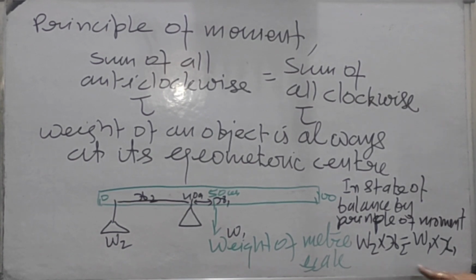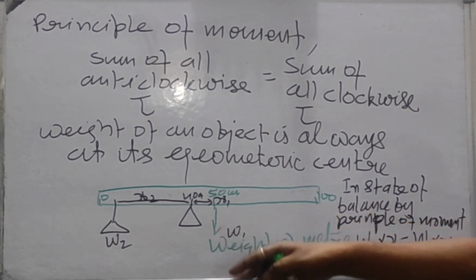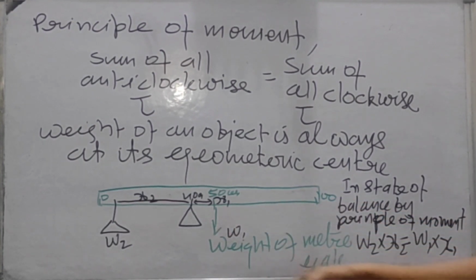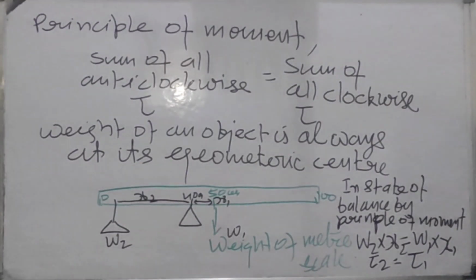If they are not equal, then it is not in balance. It will tilt towards the side on which tau is more. This is tau. Force into distance is tau. So tau 2 is equal to tau 1. I hope you understand, all of you. Okay.